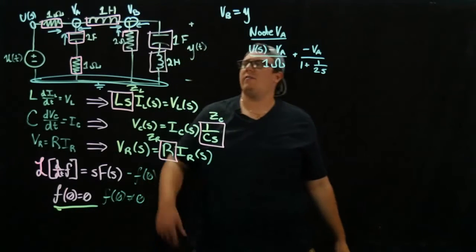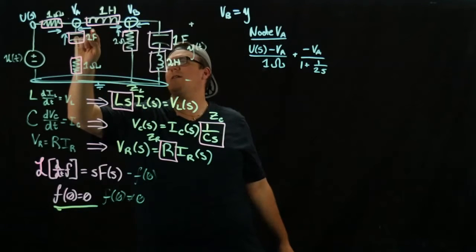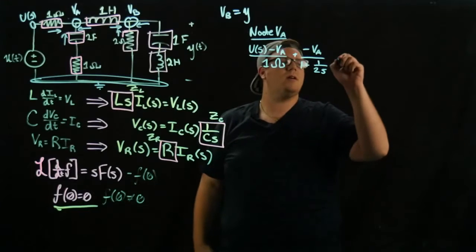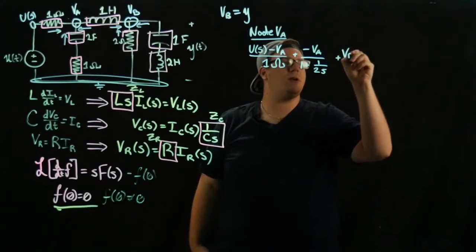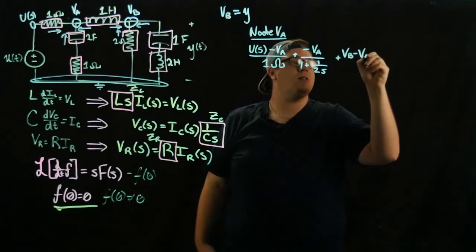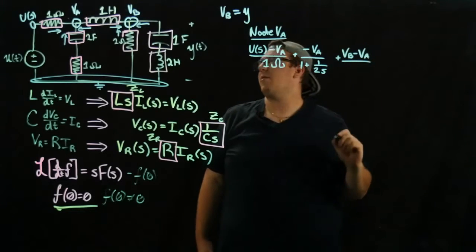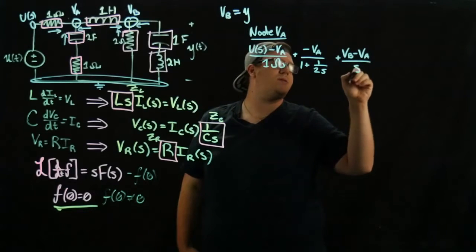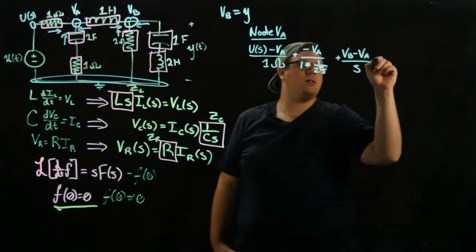Now we have the last one here, which is this current. So we're going from VB to VA, and we're going through this inductor. So we have to do plus VB minus VA, and we're going to divide by LS, which is just 1s, so we're just dividing by s. And these should all sum to 0.